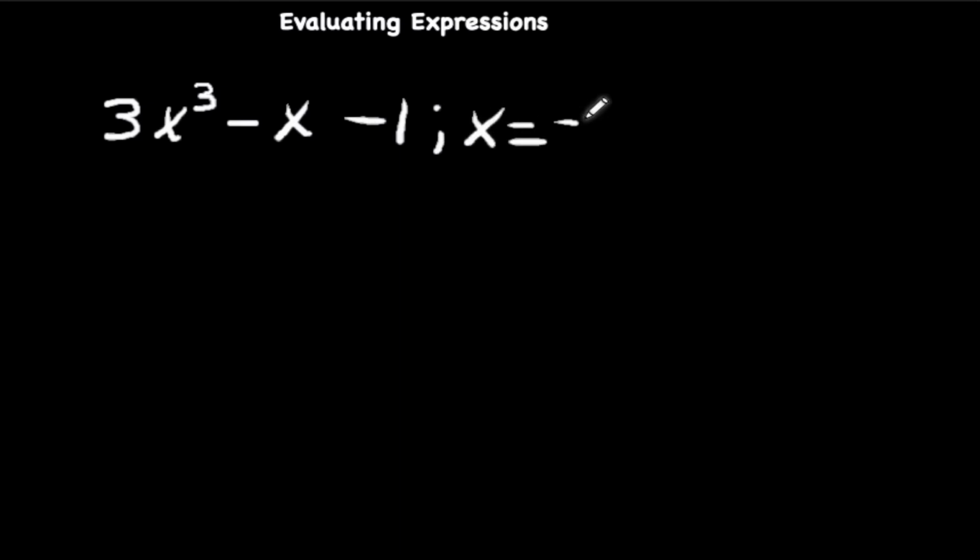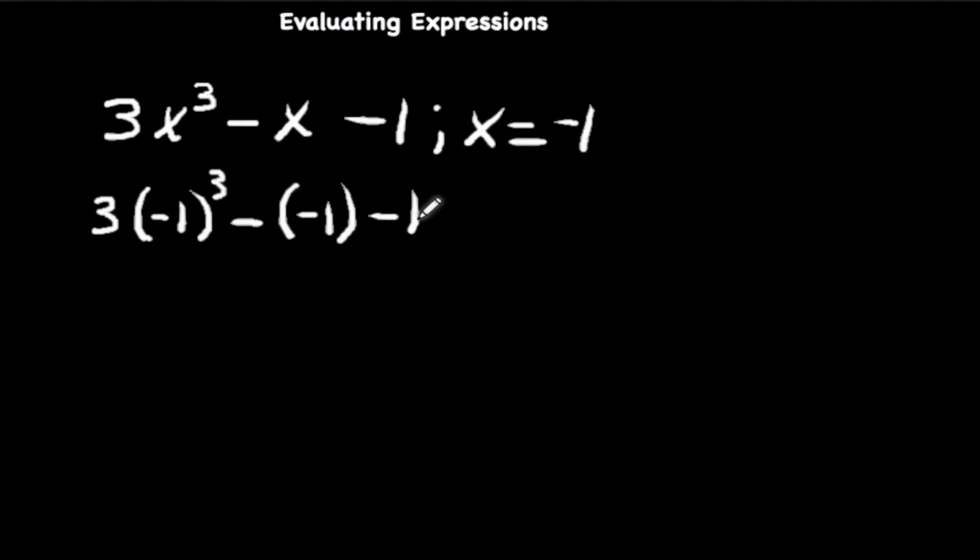So let's say you're given something like 3x cubed minus x minus 1, and let's say that x is equal to negative 1. All right, doing the same thing, 3 times negative 1 cubed minus negative 1 minus 1. Okay, so we have 3. Negative 1 times negative 1 is positive 1. A positive 1 times negative 1 is negative 1.